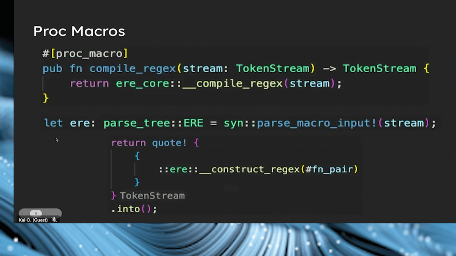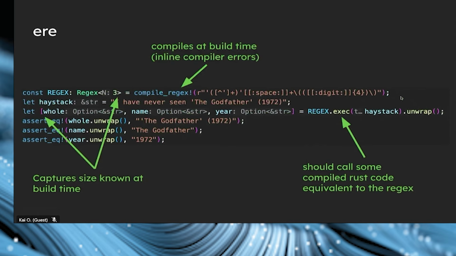The main libraries typically used for this are syn, as in syntax, which is a really nice library for parsing token streams, and also quote, which allows you to write the code that is going to be inserted. You have these little hashtag interpolations that get included as if it were a format string. Generally the idea is that returning this compile regex call, it gets replaced with some code that's generated by this function.